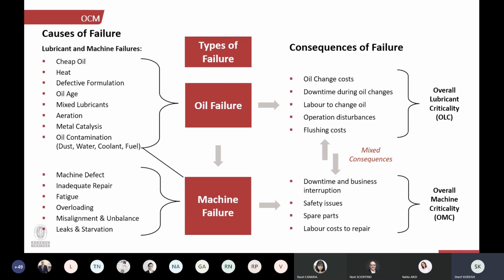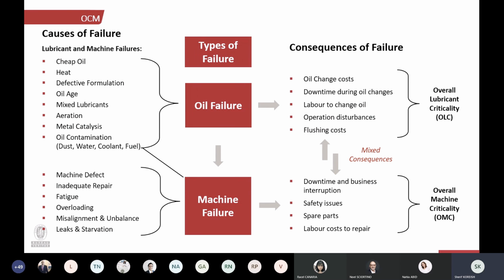When we talk about the machine, of course, you can have a failure due to machine defect. When there is a repair, this repair was not done properly, inadequate repair, fatigue and overloading, misalignment and unbalance of the equipment while operating, leaks, so the oil will go out and end up with starvation of the oil, meaning that the oil levels will be down, so the machine is not actually performing properly.